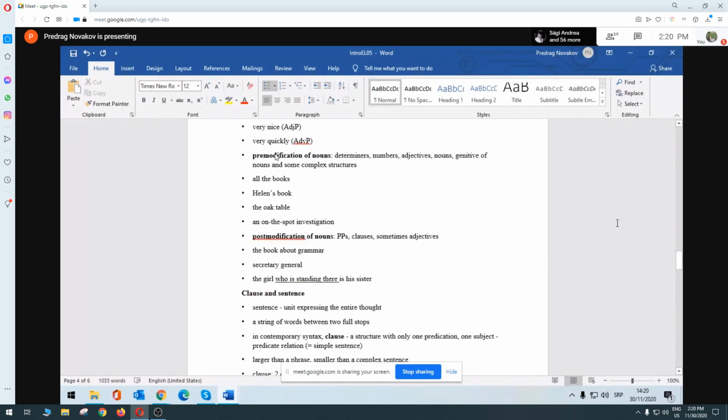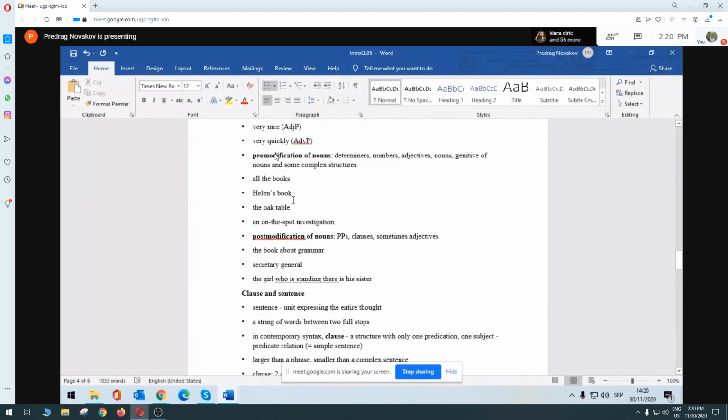So pre-modification of nouns, you have a list here. We can have determiners, numbers, adjectives, nouns, genitive of nouns, and some complex structures. Let's see the examples. Okay, what about all the books? The books, books is the head word. What would you say about all and the? They belong to which word? Which of those listed here? They are in pre-modification because they stand in front, but they belong to which type of those which I mentioned in the previous line? Determiners. Determiners, exactly. They are determiners.